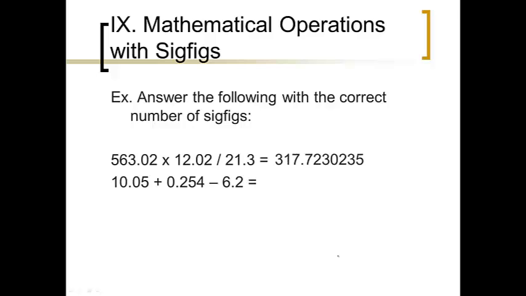First one, that's what you should come out with before you round it off. Once you round it off, you should come out with 318. For the second one, that's your answer before you round it off. Once you round it off using the decimal place rule, because this is addition and subtraction, your answer should be 4.1.